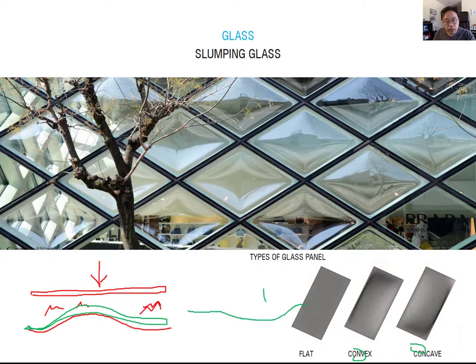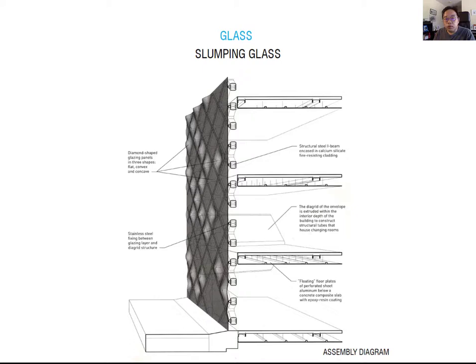So that means before pushing, the glass has to be heated, and then it forms the shape. After making the form, this glass has to be attached over the structure. This is the main structure you can see. This is the diagrid structure, and this diagrid structure attaches over the slab edge.